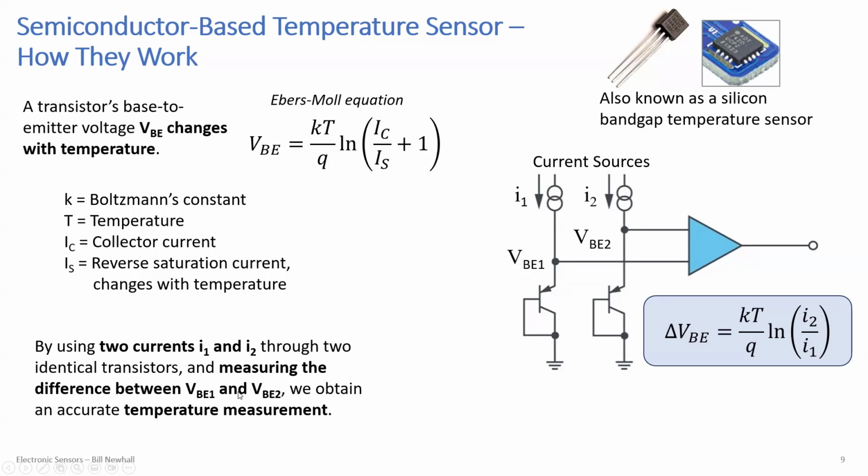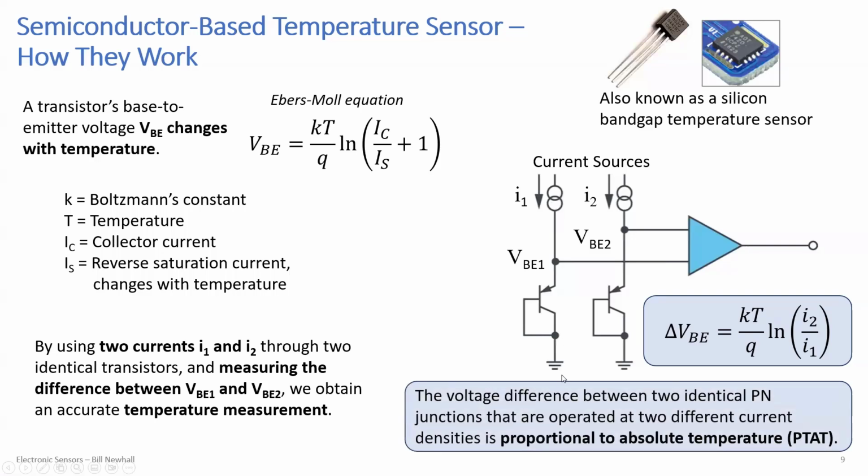And then you have these two currents, and you measure the difference between VBE1, transistor 1, and VBE2 to obtain an accurate temperature measurement, right? So you have two different currents, VBE1, VBE2, measure that voltage difference, and you can get a temperature difference, right? Here's the relationship. The delta of VBE between those two transistors is this, and you know I1, you know I2, you have Q, the electron charge, and there's T. Okay, so you can calculate that.